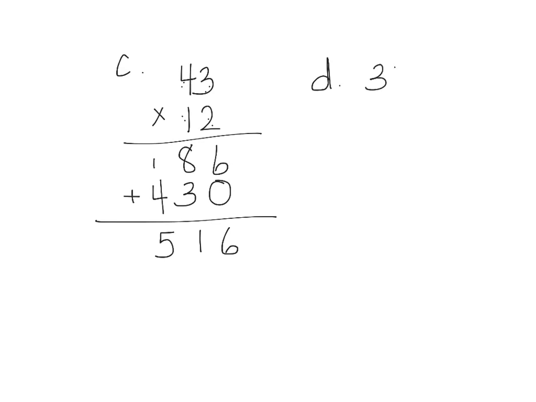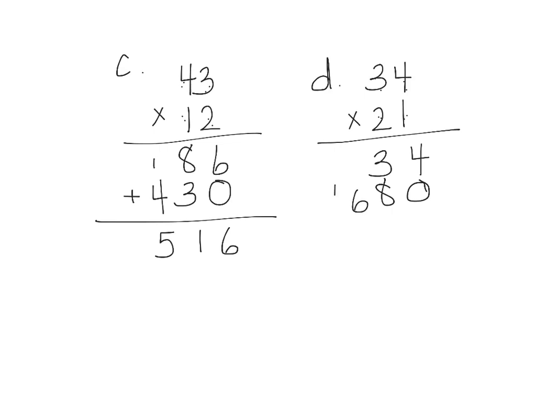D. 34 times 21. Remember, neatness counts. We'll start with our right hand. 1 times 4 is 4. 1 times 3 is 3. Place filler. Before we move on to our 2's. 2 times 4 is 8. 2 times 3 is 6. Now we will add these up. 4 plus 0 is 4. 3 plus 8 is 11. 1 plus 6 is 7. 714.